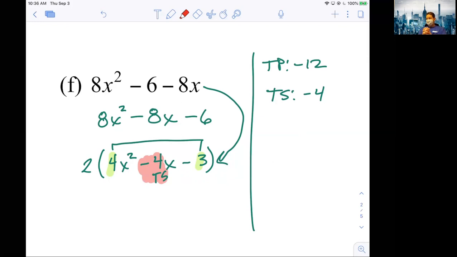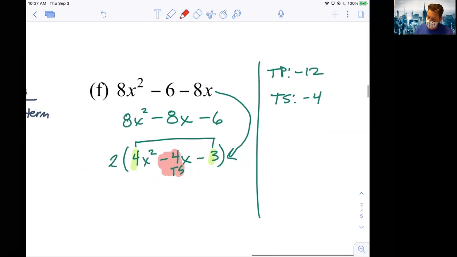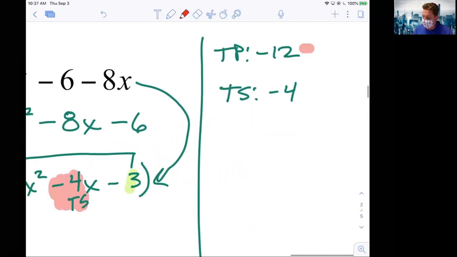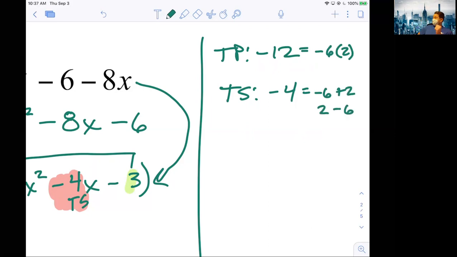Now, again, trial and error here would work pretty quickly because 3 is prime. There's only one way to factor 3. It's got to be a 3 and a 1. But 4 could be a 4-1 or a 1-4 or a 2-2. So right there, you already have like 6 different combos to try. So what are some numbers that multiply to give you -12 that also add up to give you -4? 6 and -2? -6 and +2. -6 plus 2. There you go. Or 2 minus 6, right? Is that the same? Yeah, -6 plus 2 or 2 minus 6.